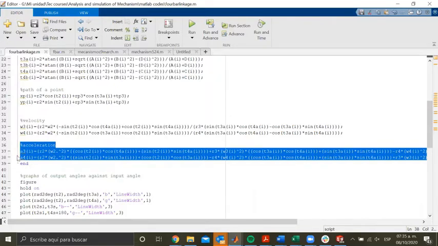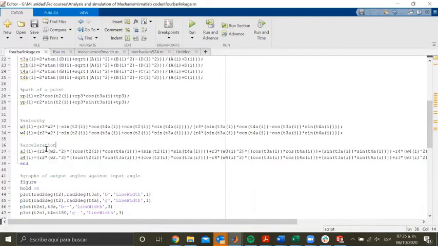What do I need to calculate alpha 3 and alpha 4? Well, I need the length of the links. These are the R's. They are there. I need the omega as input, omega 2. I need the input angle. I need the calculated angle, theta 4. And I have theta 3 somewhere else, theta 3.